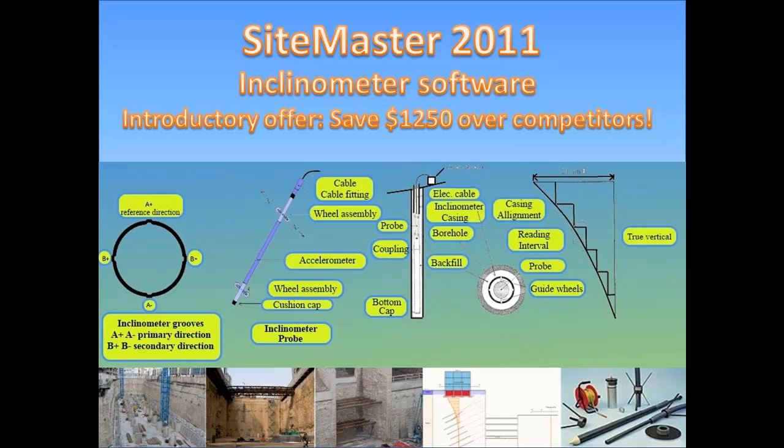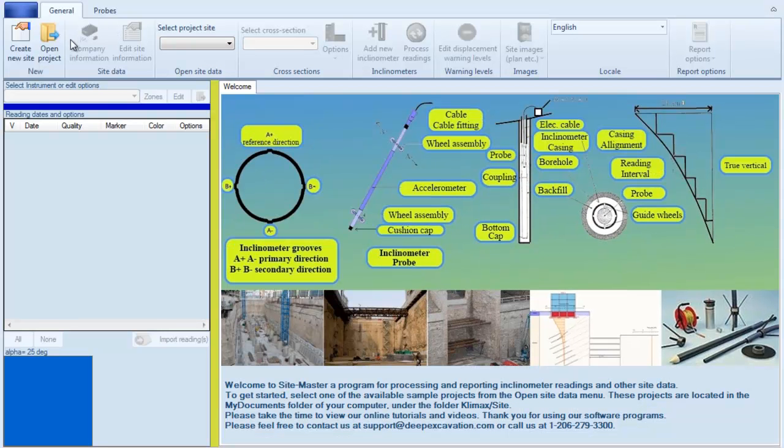Welcome to SiteMaster, a software for presenting and processing inclinometer data. When we first enter the software, we see the General tab, Create a New Site, Open Project, and a number of other tabs that are actually locked.